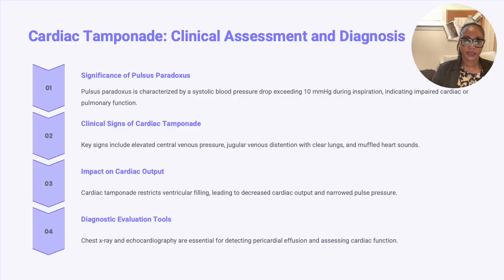So on assessment, pulsus paradoxus. This is an abnormal drop in systolic pressure, stroke volume, and pulse wave amplitude during inhalation. It's defined as a systolic pressure drop of more than 10 millimeters of mercury during inspiration. It is not related to heart rate or pulse rate. Pulsus paradoxus can be a sign of a condition that makes it hard for the heart or lung to function, or involves a blockage or narrow area in the heart or lung.